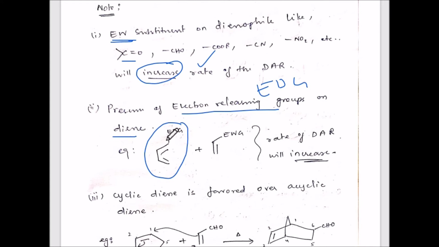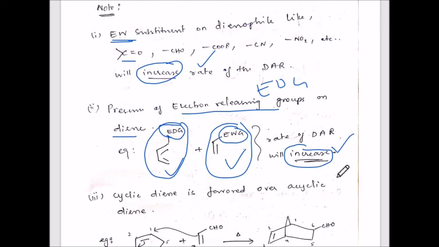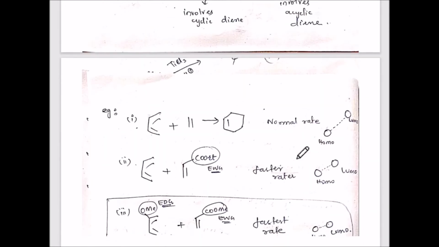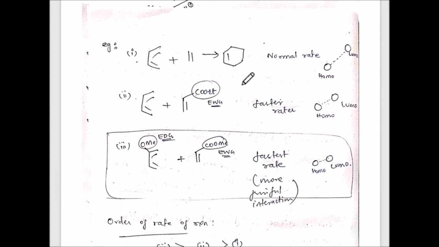Now see, this is your diene and this is your dienophile. If your diene has an electron donating group and your dienophile has an electron withdrawing group, then the rate of the reaction will increase. These two points can be understood in the example which I have shown on this page.